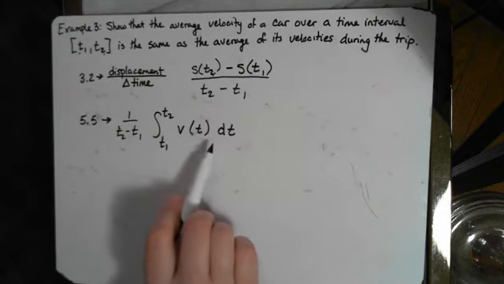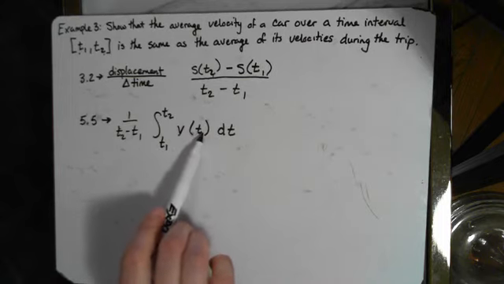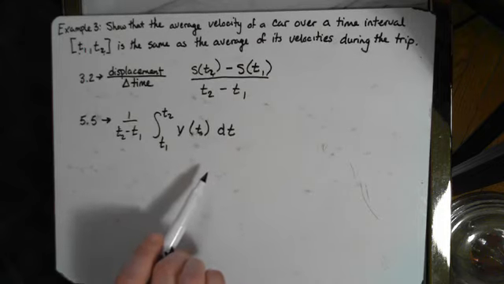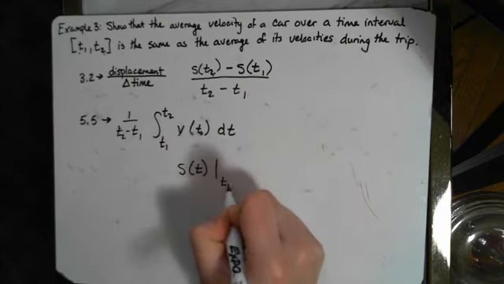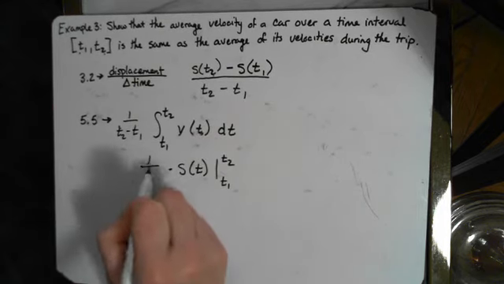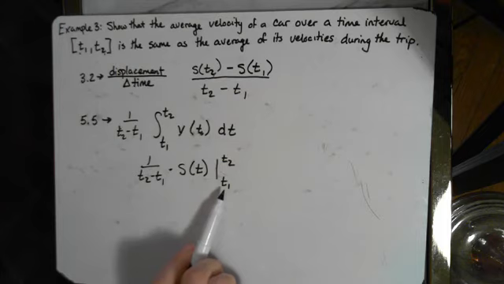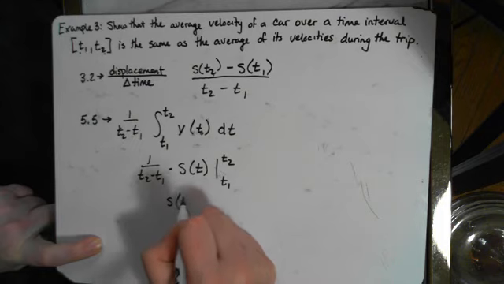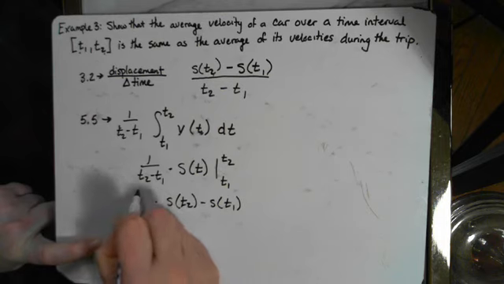Now I'm going to do the integral. Now remember, the integral of velocity is position. It's the antiderivative of velocity. So this becomes s of t evaluated from t1 to t2. And it's still times this fraction. Now, if I was to actually evaluate this, my s of t becomes s of t2 minus s of t1 times that fraction.